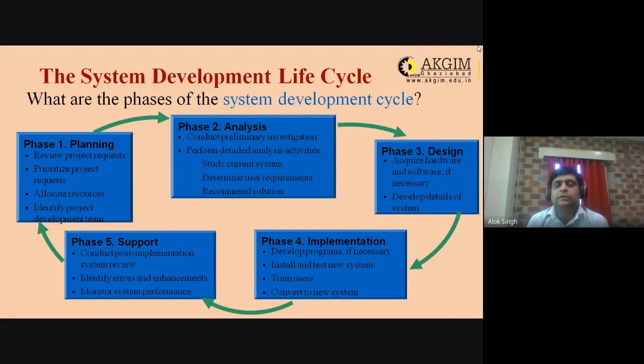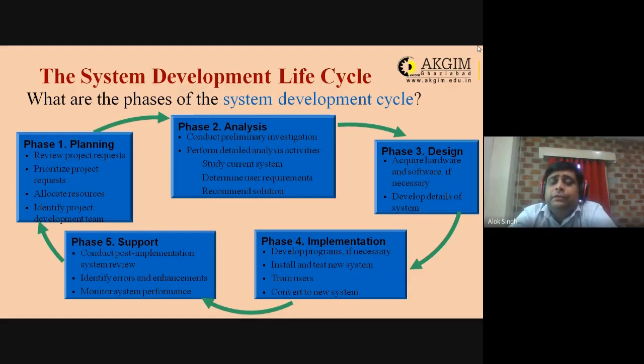Next phase is the design phase. If you talk about the design phase, that is phase number three. First you will check or acquire hardware and software if necessary. Nowadays you see that a lot of cloud-based hardware networks or software networks are there, so for that you do not require physical infrastructure in your organization. So that is basically the design phase: what type of hardware and what type of software you require to develop an information system in your organization. And develop the details of the system.